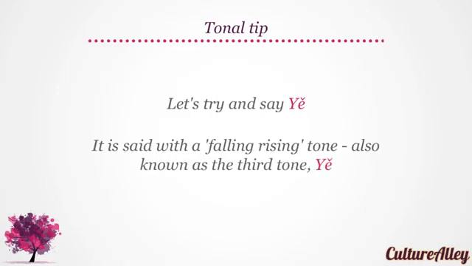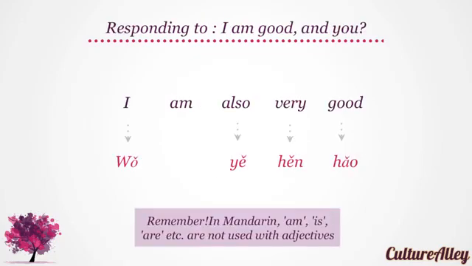Can you try and say yeah? It is said with a falling rising tone, also known as the third tone, like yeah. Well done. Now let's use it in a sentence. On your screen is the word-for-word translation of the sentence, I am also very good. The word order here is the same as that in English. Since we know all the words, putting them together individually would get us 我也很好.